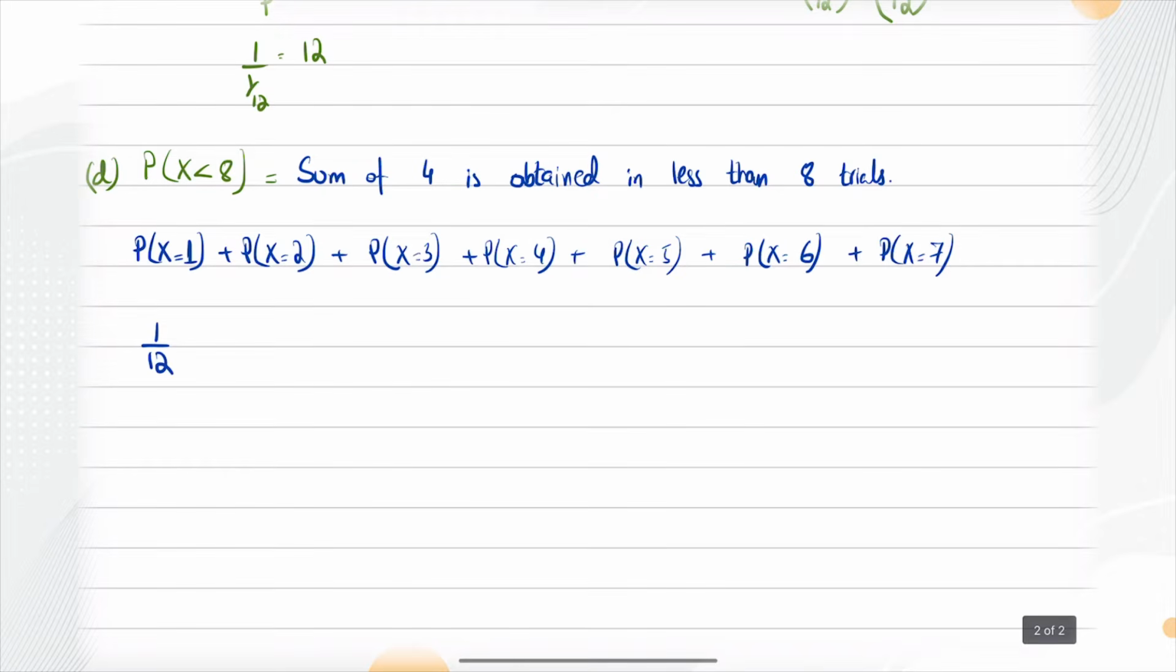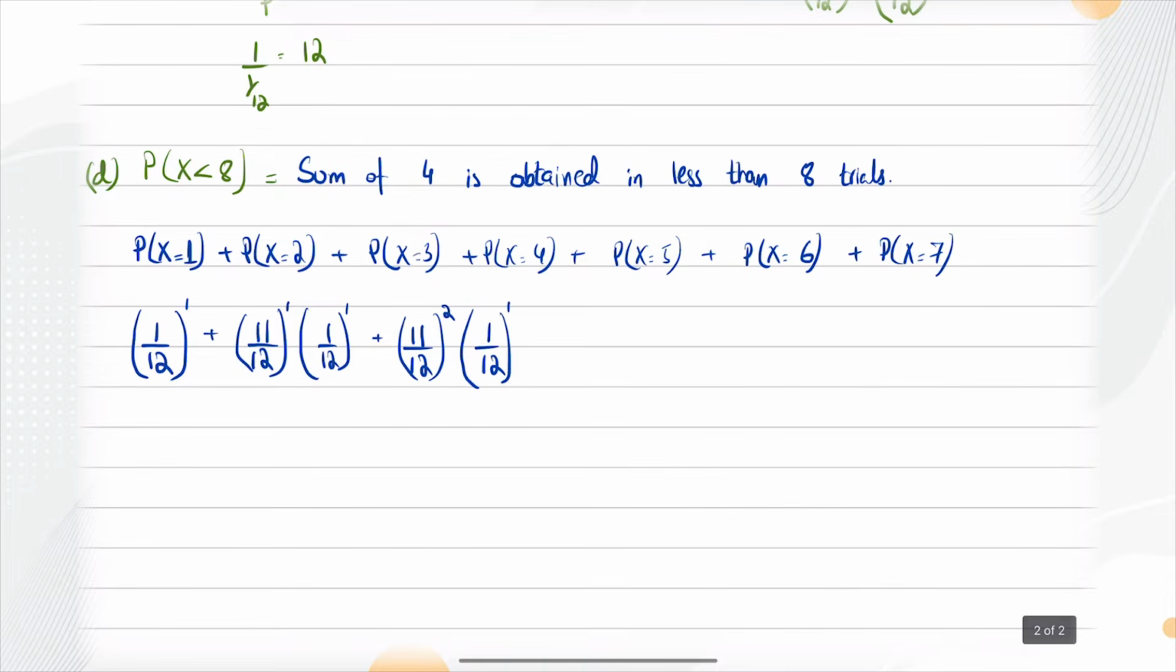It's 1 upon 12. Or if you want to be a bit more formal, you can write (1/12) to the power of 1. What is the probability that a sum of 4 is obtained in the second attempt? That means the first attempt must have been a failure, but in the second attempt, we would have gotten the sum of 4. What is the probability of getting a sum of 4 in the third attempt? That means the first 2 attempts must have been a total failure, and then finally, in the third attempt, we would have been able to get the sum of 4.